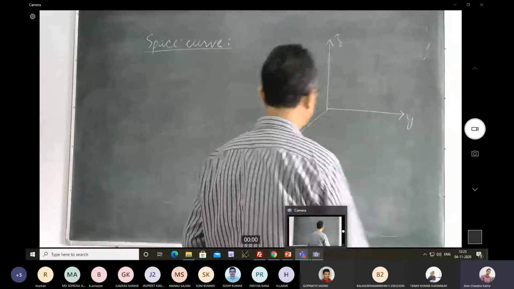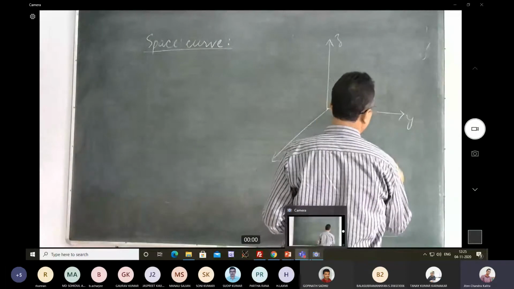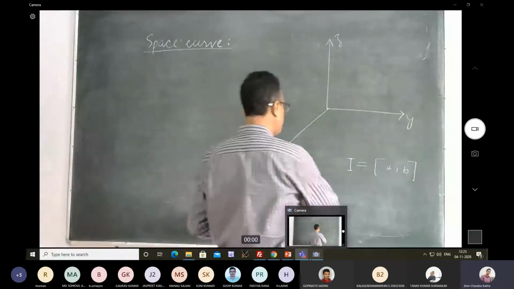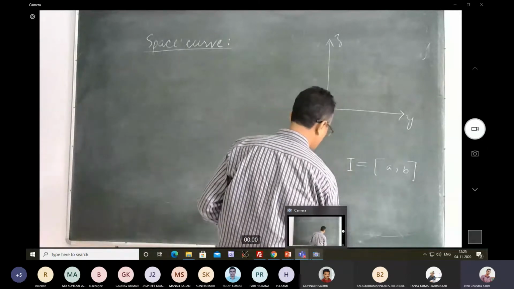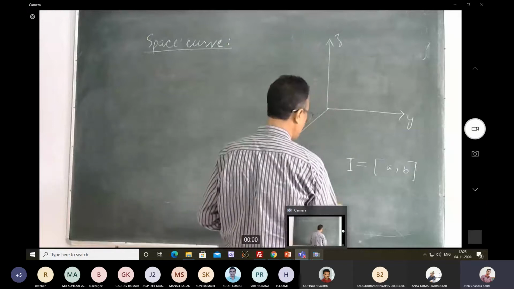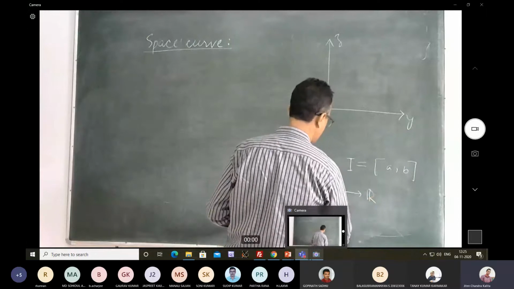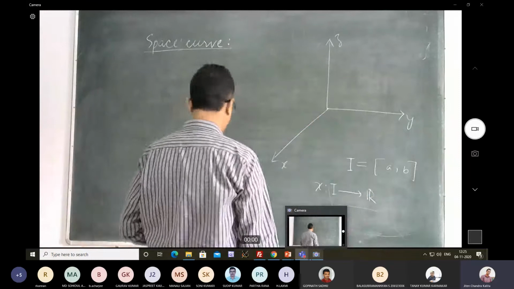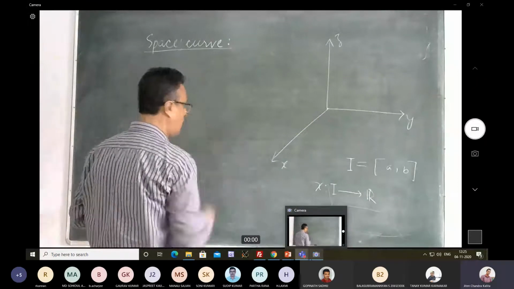So now what we are going to do, suppose I consider an interval I equal to [a, b]. Then I define these functions x, y, and z from the interval I to the set of real numbers, all three of them, right? So then, what is going to happen?